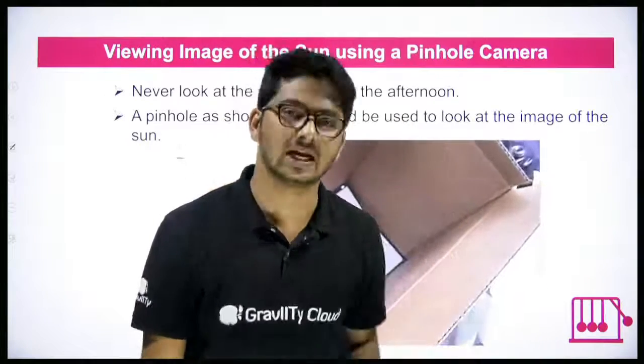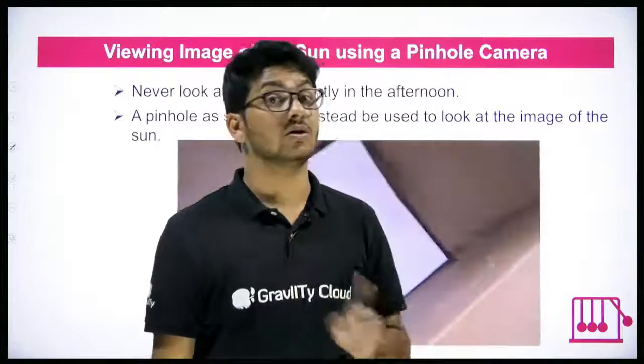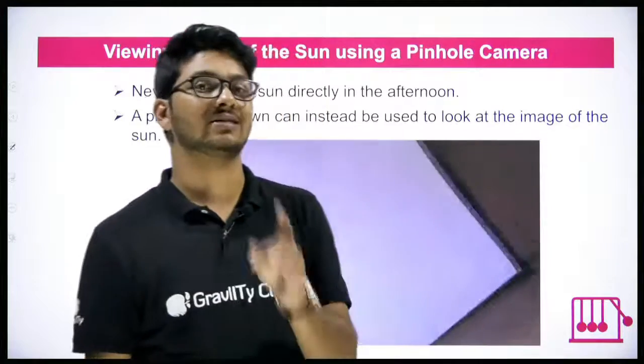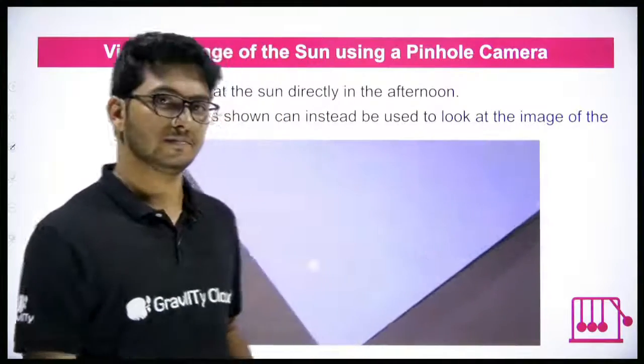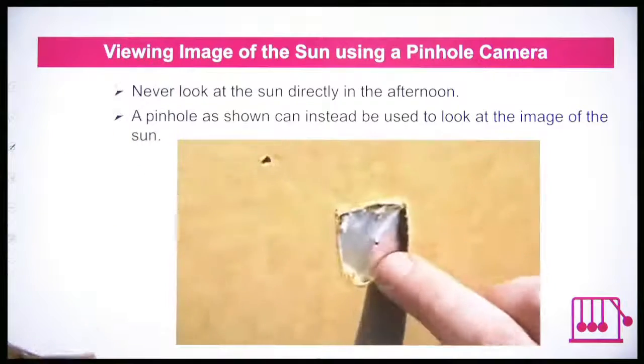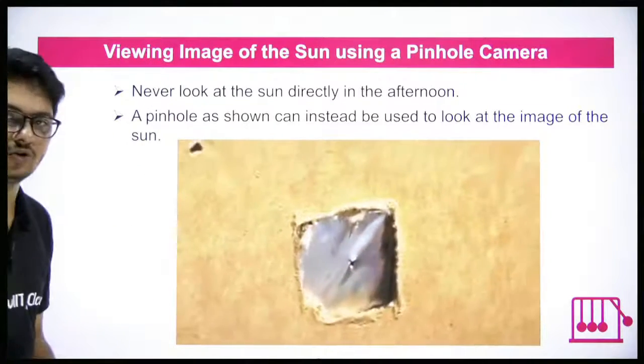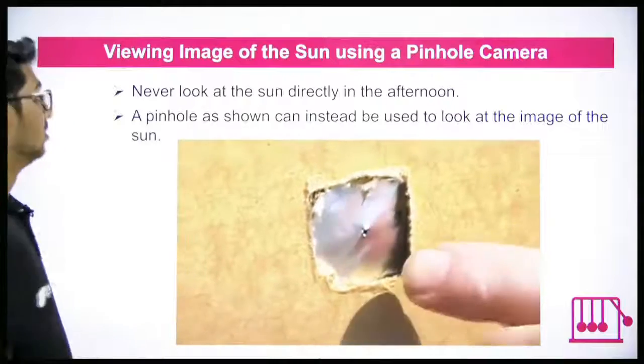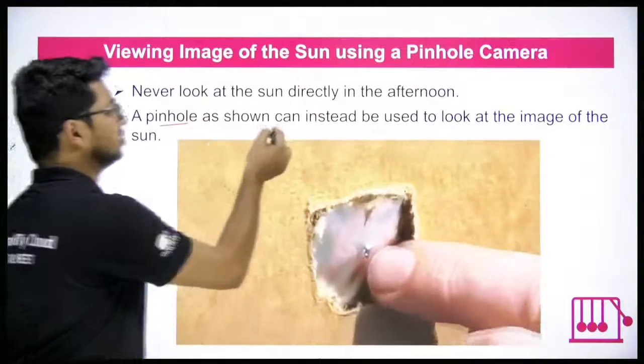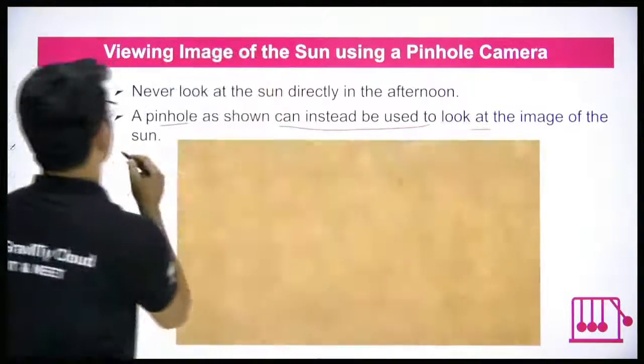Even if it is not a solar eclipse, during the noon, do not look at the sun directly. It's harmful to our eyes. Okay? So what can we do? Instead, we can use a pinhole camera. Just make sure a pinhole as shown can instead be used to look at the image of the sun.